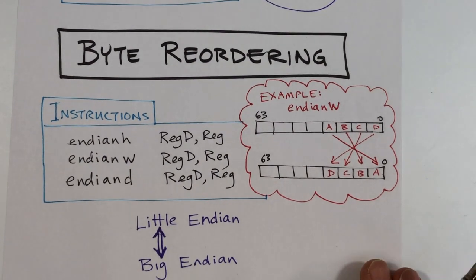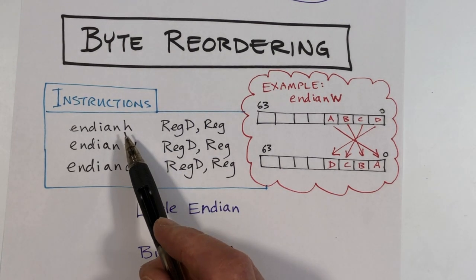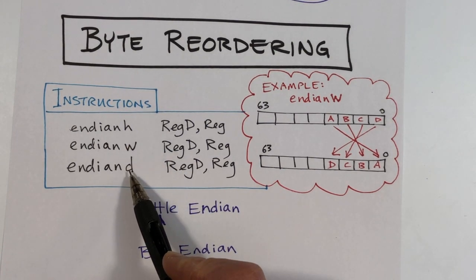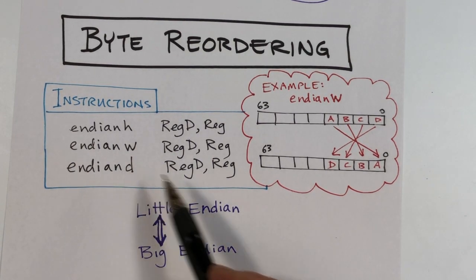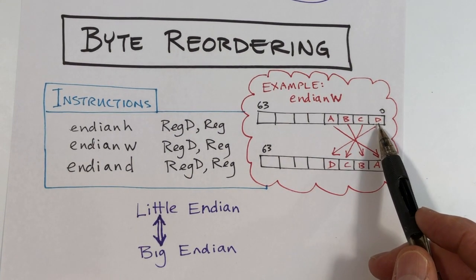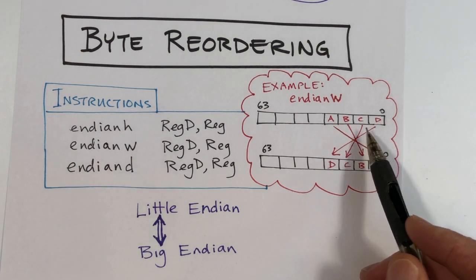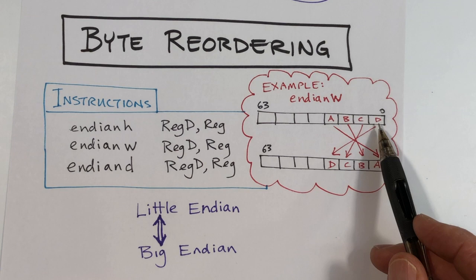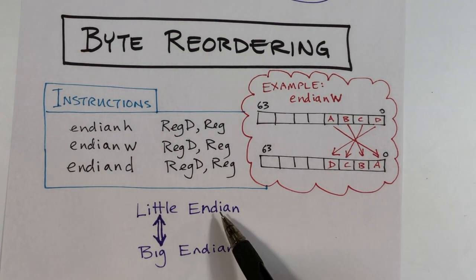Also, it may be that we have Little Endian data that needs to be converted to Big Endian data. And for byte reordering, we have the instructions ENDIAN H, W, and D for half word, word, and double word. For example, the ENDIAN W instruction will swap the order of the bytes in a word. This instruction can be used both to go from Little Endian to Big Endian or from Big Endian to Little Endian.